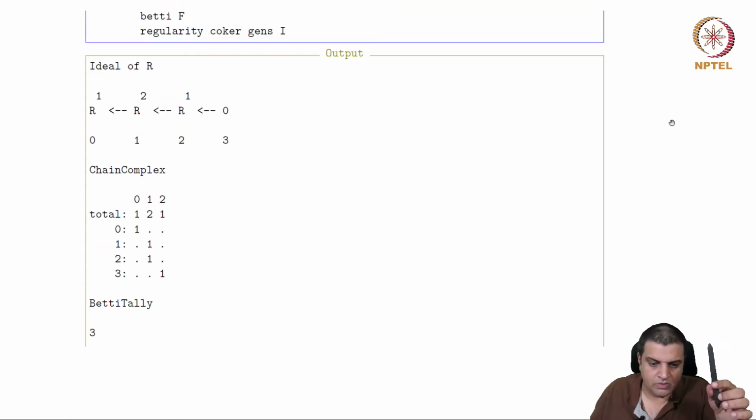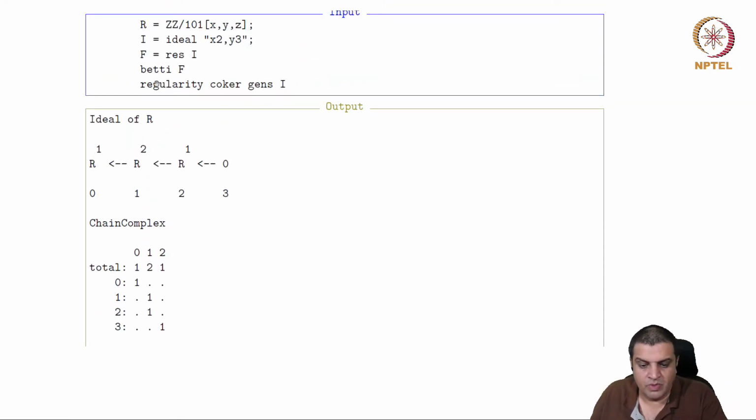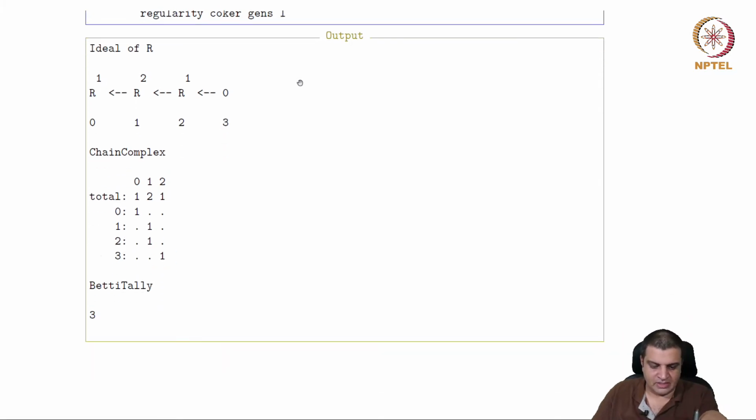So here, when we ask for the regularity of I, I and R mod I are different modules. For resolution, if you ask for I, it actually computes for R mod I. But if we ask for the regularity of I, it computes the regularity of I, not the regularity of R mod I. And we will see that they are a little different. So we have to actually ask for the regularity of the cokernel of the generators of I, which is the same thing as saying R mod I. And it is 3, which we see from this row.